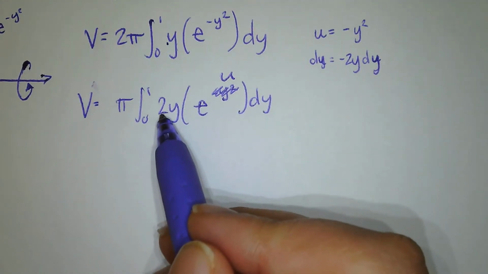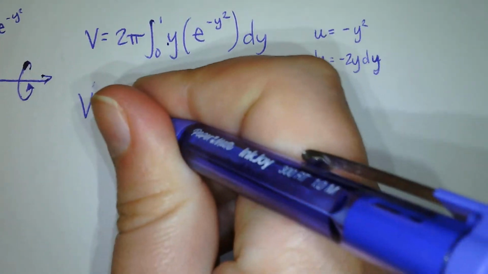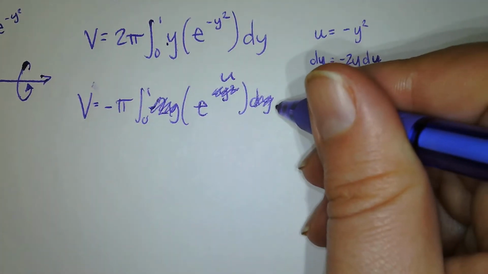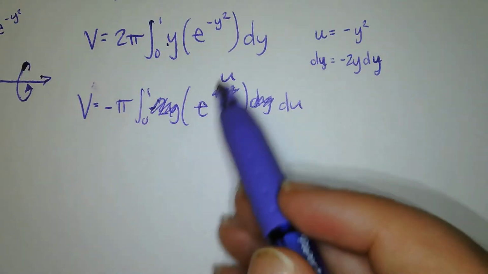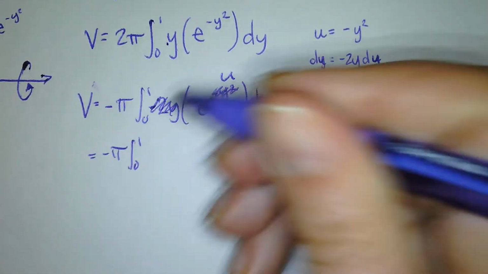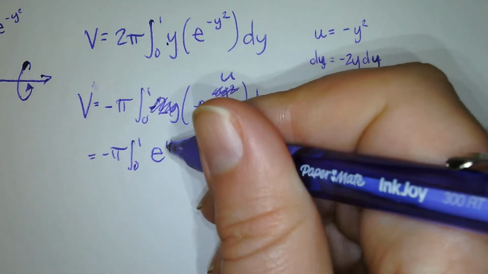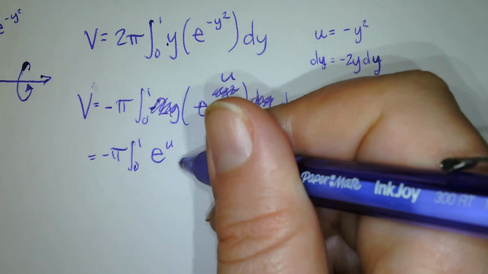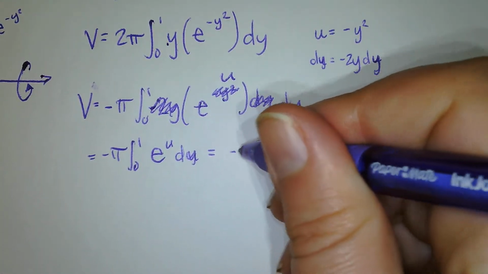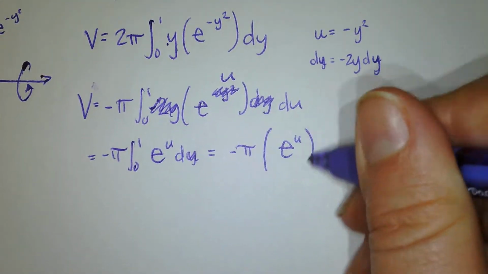And 2y dy, I need a negative 2y dy. So if I put a negative there, I'm going to put a negative there. And now this all becomes just du. Anyhow, e to the u du, this is a really simple one. That would just be e to the u. Negative pi, e to the u from 0 to 1.